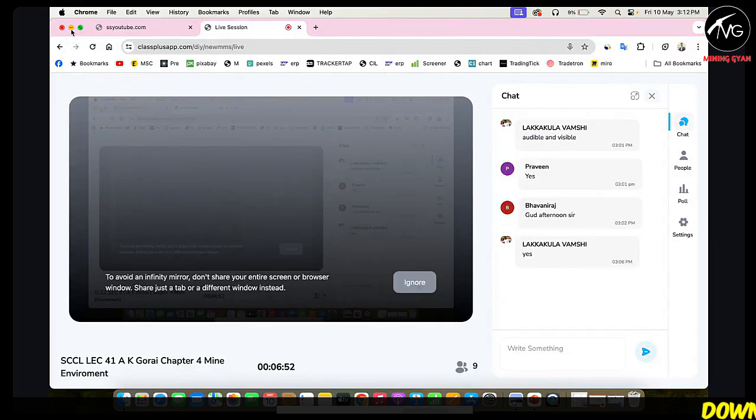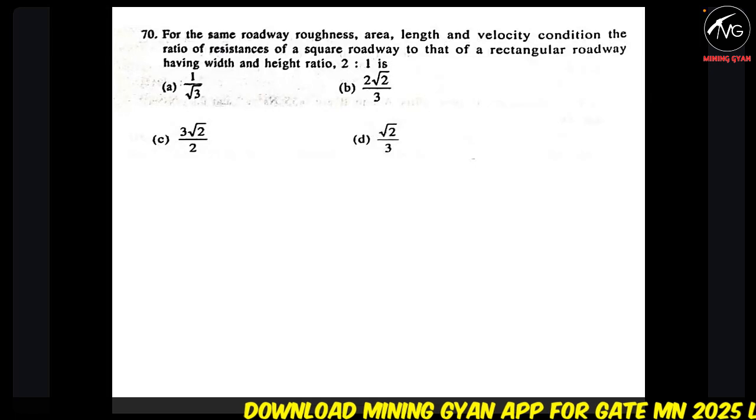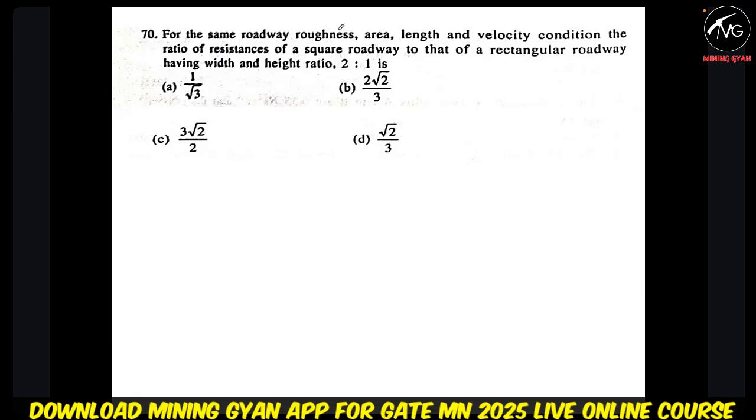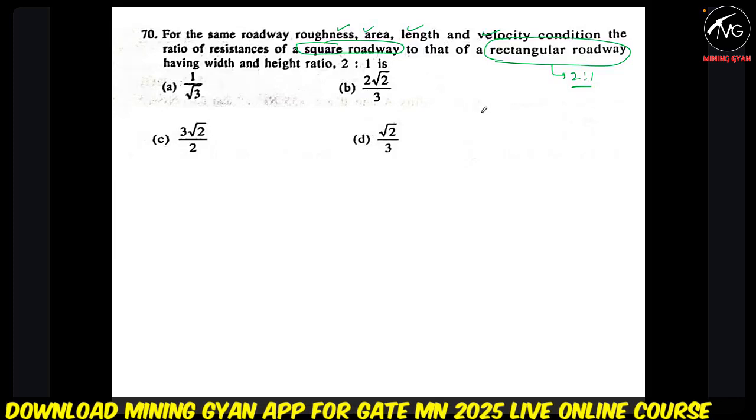चलो देख ही लेते हैं ना। क्वेश्चन नंबर 70, for the same roughness, area, length, velocity condition, the ratio of resistance of the square road to that of the rectangle. So first is the square road and second is the rectangle road, which dimension is 2:1. Okay, two type of the path. So we have to find out the ratio between both resistance, है ना?